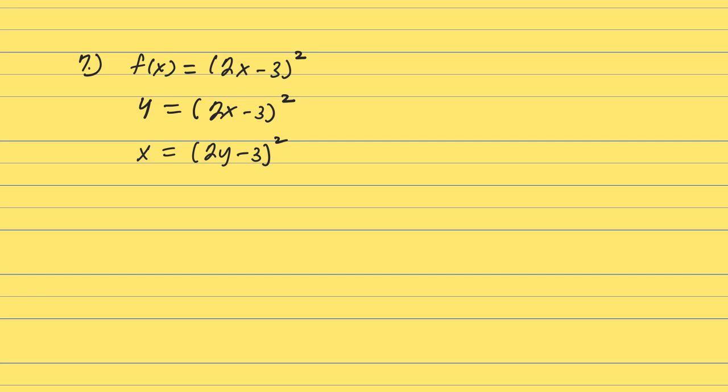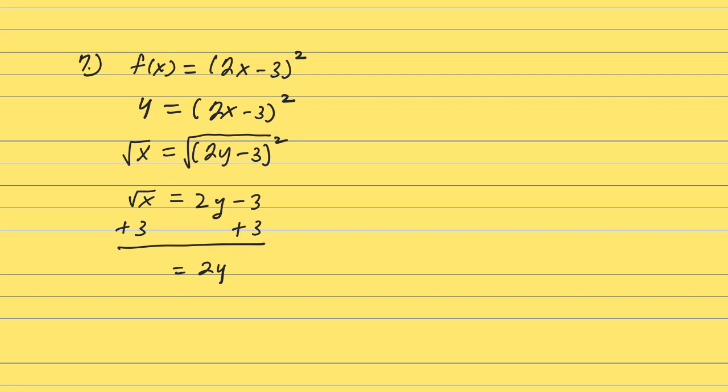And in order for us to isolate y, we have to get the square root of both sides. So you have the square root of x is equal to 2y minus 3, because the parentheses squared and the square root are, in essence, going to cancel. So now you add 3. So you have 2y is equal to the square root of x plus 3. And of course, the last step is to divide by 2.